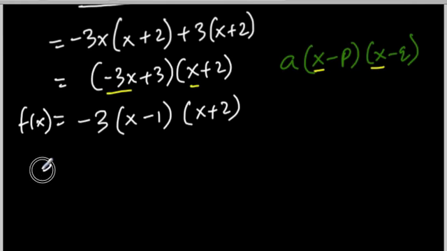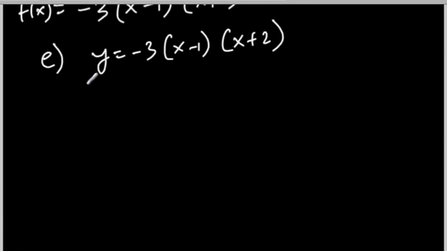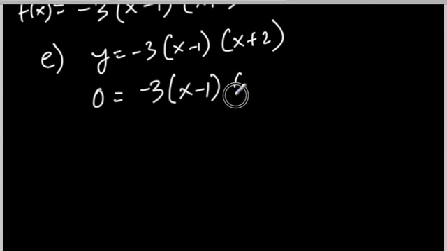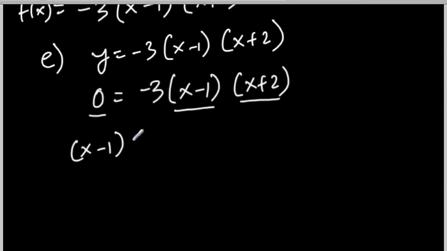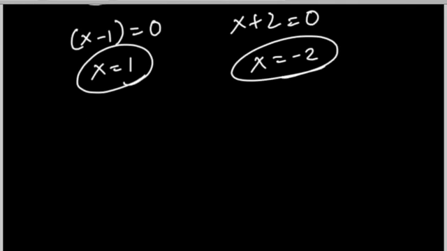And now we have to find the x-intercepts. So y is equal to negative 3, x minus 1, x plus 2. Whenever you're finding the x-intercepts, that just means y is equal to 0. And you can divide out the negative 3. So what that just means is 0 is simply equal to each of these. So you don't really even have to worry about the negative 3. So x minus 1 equals 0, so x equals 1. So that's one solution. And then x plus 2 for the second one is equal to 0, so x equals negative 2. So we got E done.